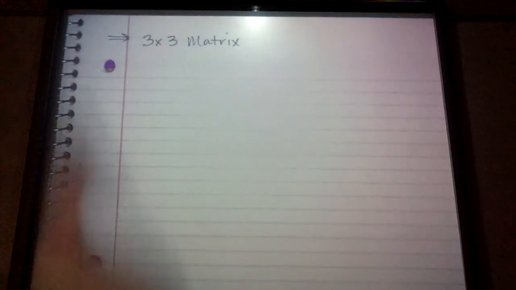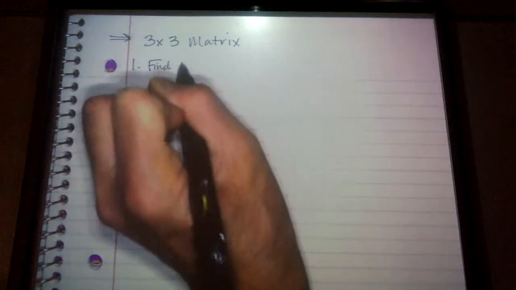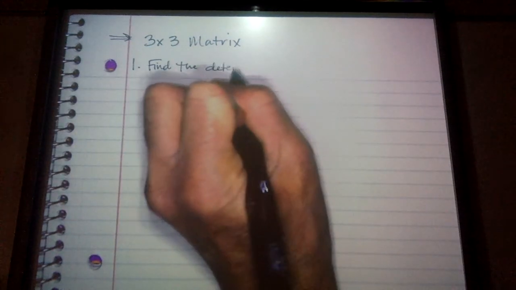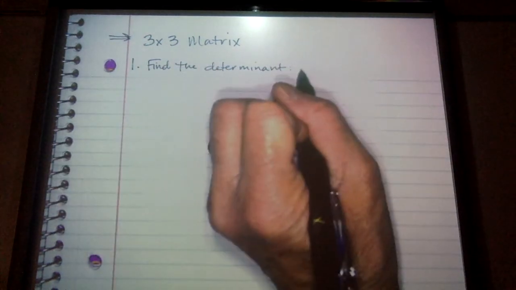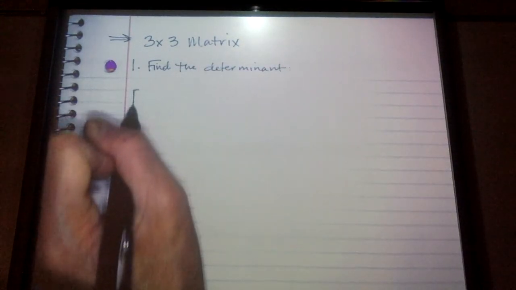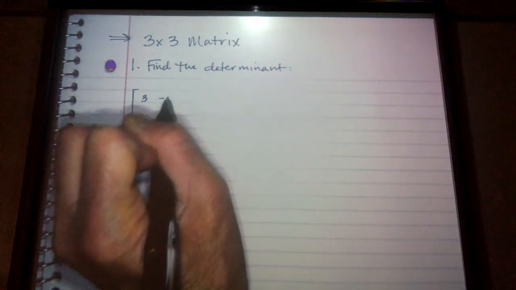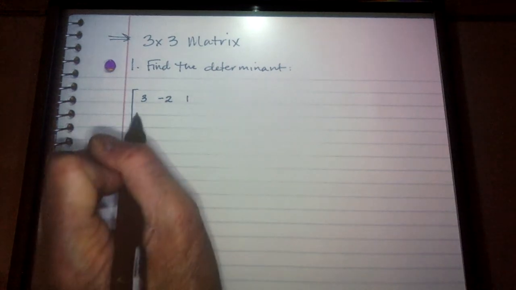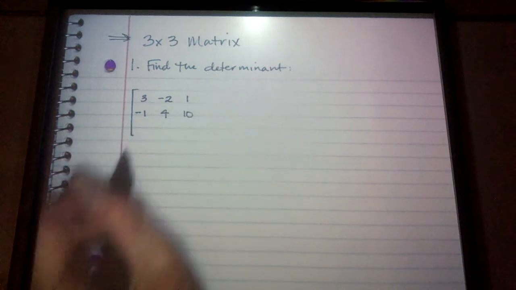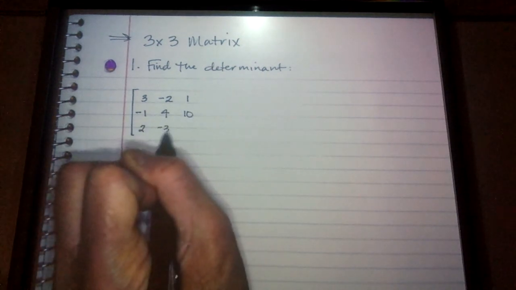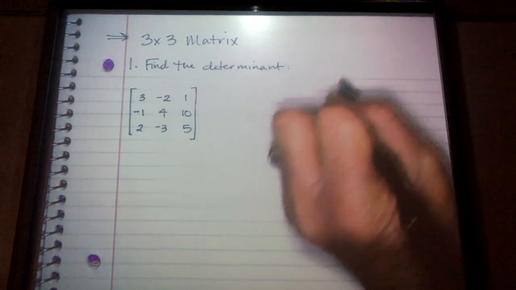Okay, so on a 3x3 matrix, here's the first one. We're going to find the determinant for the following matrix. Are you ready? Okay, now remember, this is a 3x3. So I'm going to have 3 rows. The top row is 3, -2, 1. The middle row is -1, 4, and 10. And the next row is 2, -3, and 5. Okay, I'm going to write the steps on the side.